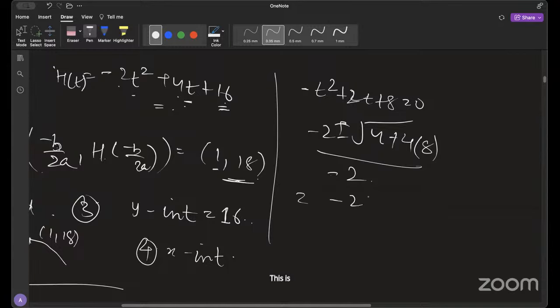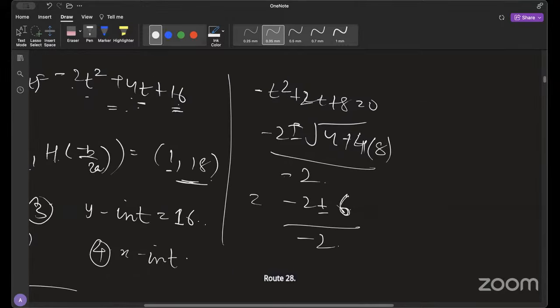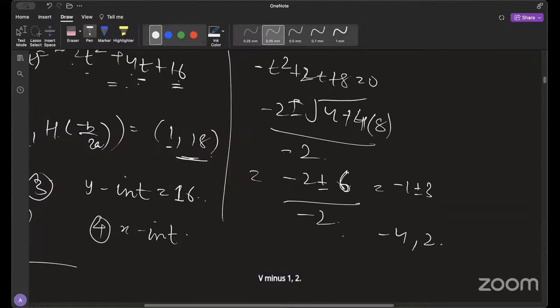This is minus 2 plus minus 6, divided by 2. This will be minus 1 plus minus 3. So it's minus 4 and 3 minus 1, 2. So these are the 2 points then.